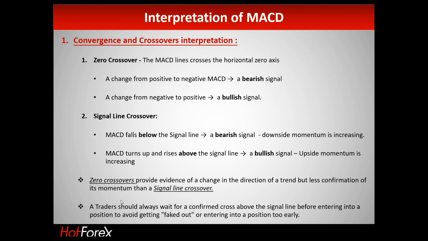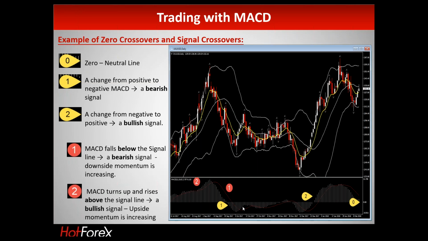Let's see that in practice. So here I have, hopefully everyone can see it clearly, the yellow points over here stand for a zero crossover, while the red ones stand for a signal crossover. So let's see over here. Can you see my mouse? Yeah. So this is our zero line over here.